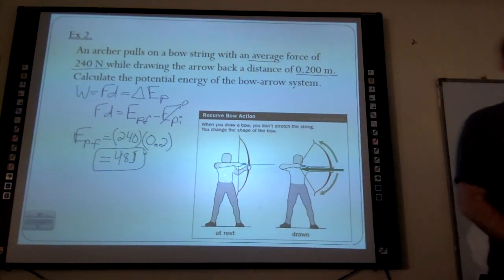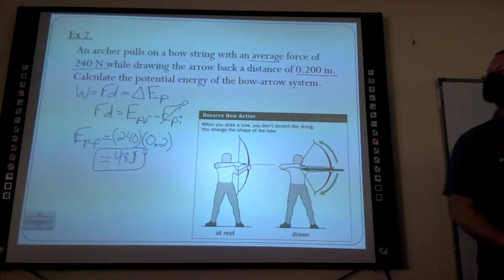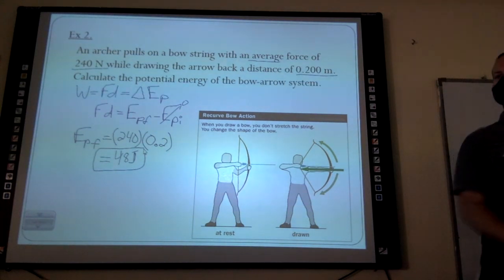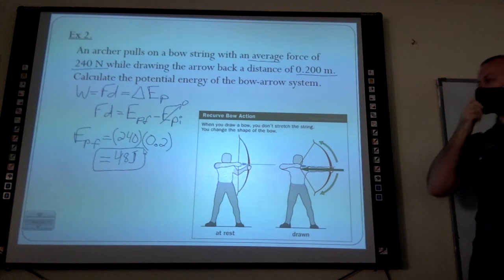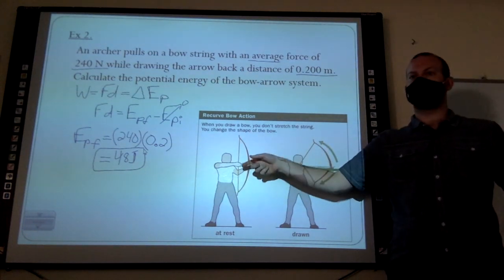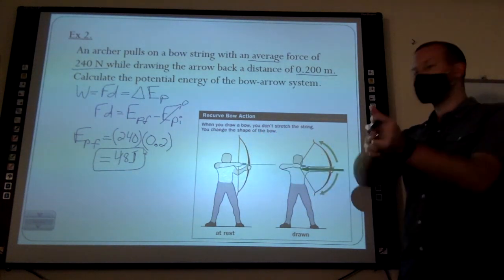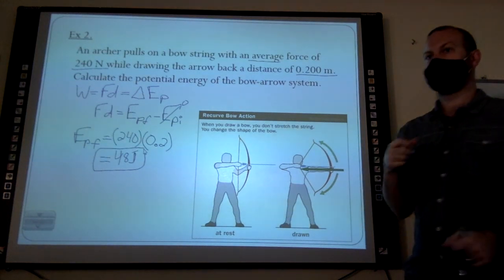Did you cross the equal? Because it's 0. So if I haven't pulled back on the bowstring, there's no potential energy here. It's not going to do anything. It only has potential once you actually pull it back.